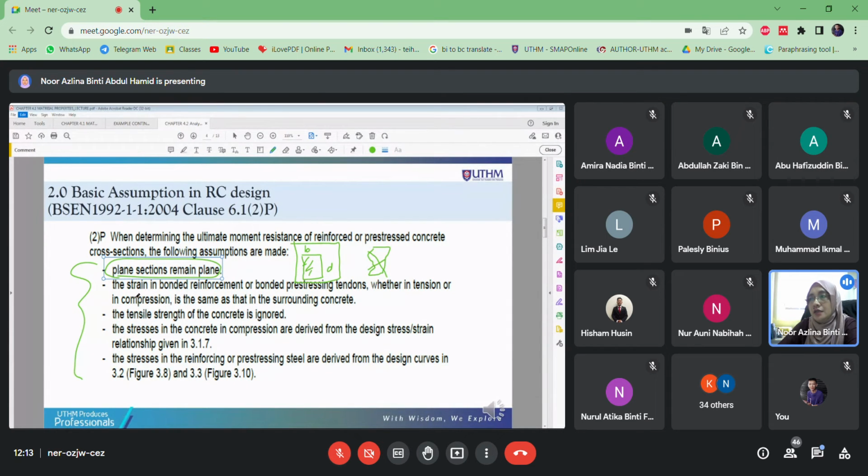Then the second assumption here, the strain in bonded reinforcement ataupun pre-stress, in tension or in compression, is the same as that in the surrounding concrete. The strain, remember the combination, the composite between concrete and reinforcement, the strain for tension and the strain for compression in the reinforcement is still the same once it's surrounded with the concrete.